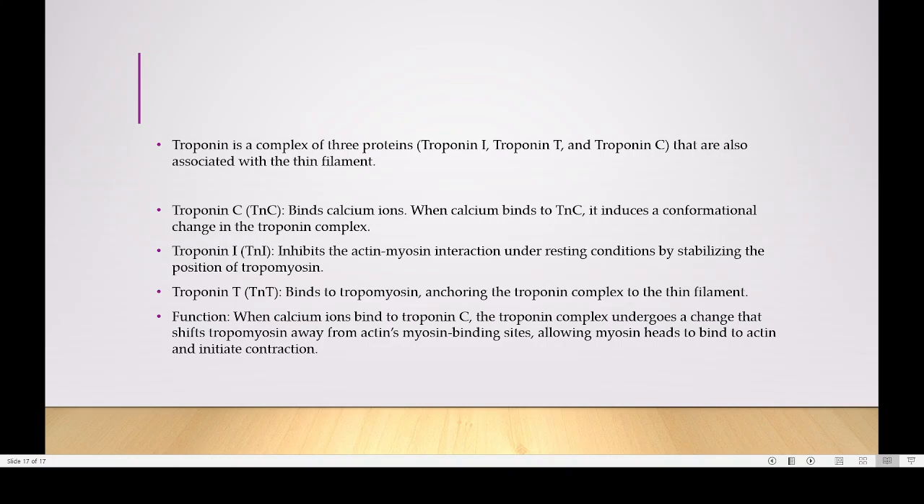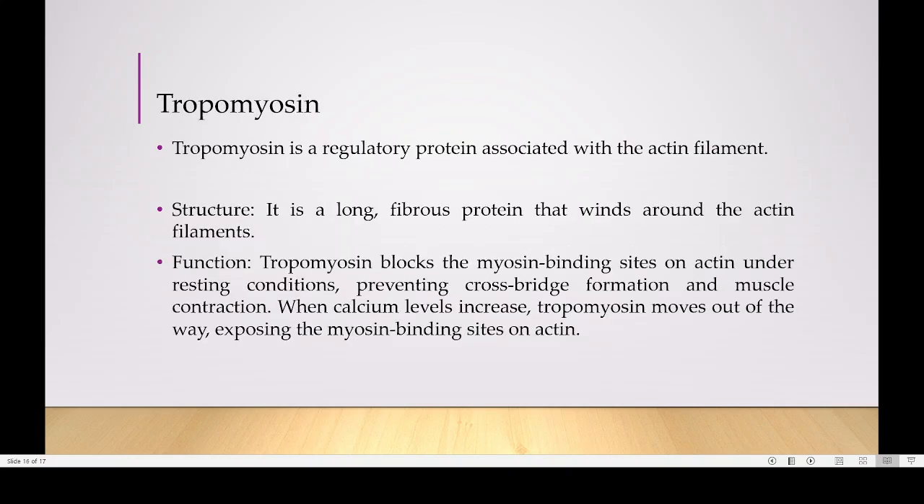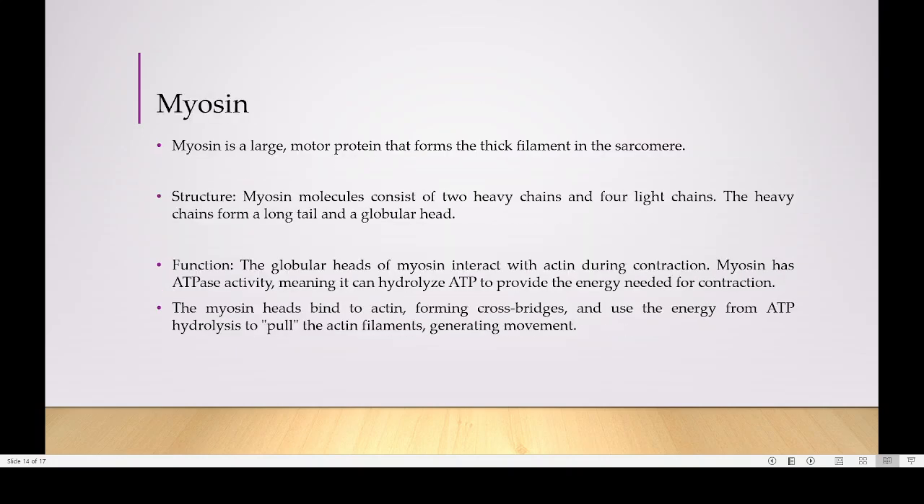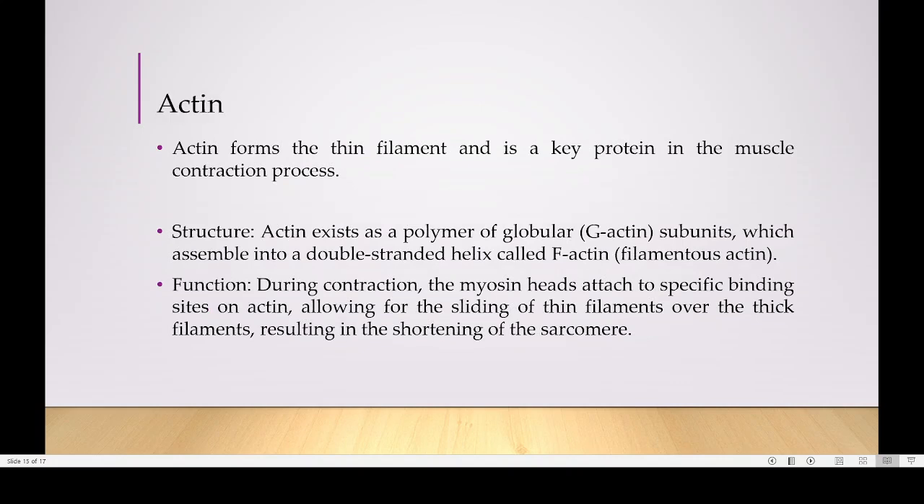So this is how they function. These are the functions of the different types of protein. We have four proteins: tropomyosin, troponin, myosin, and actin.